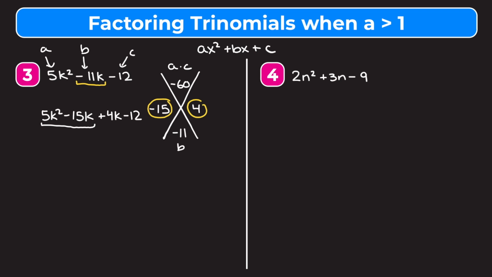So we can pull a 5 out of 5 and 15, because they're both divisible by 5. And we could take a k out of k squared and k. If we pull a 5k out of k squared, we're just left with a k. If we pull a 5k out of 15, we're left with a 3. Or I should say, if we pull a 5k out of a minus 15k, we're left with a negative 3. So we get 5k times k minus 3.